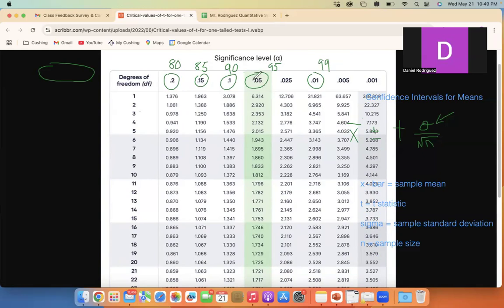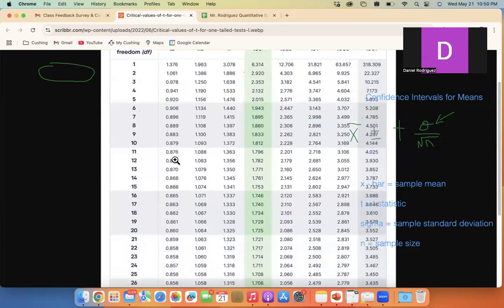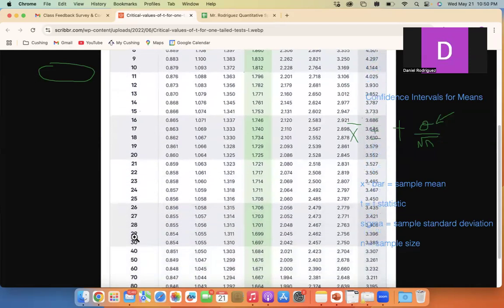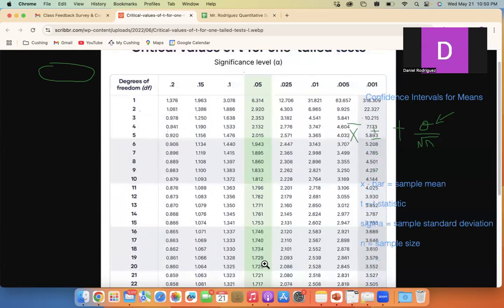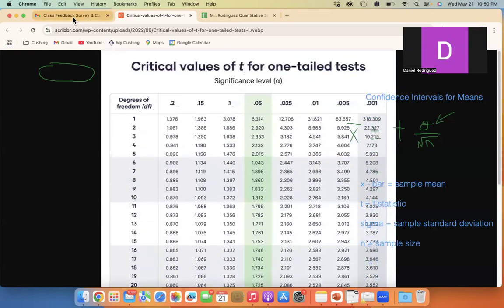For me right now, I'm going to do 95, so I'm going to use the green column. Let me erase here. I'm going to match it up with my degrees of freedom, and my degrees of freedom, I'm going to round that to 50. So it looks like the T statistic I'm going to use is 1.676. All right, so let's go back to it.